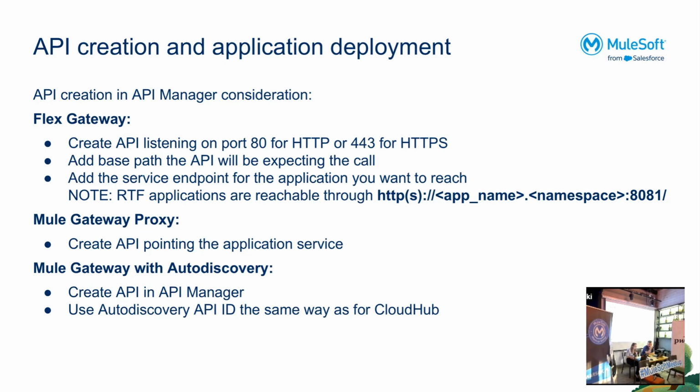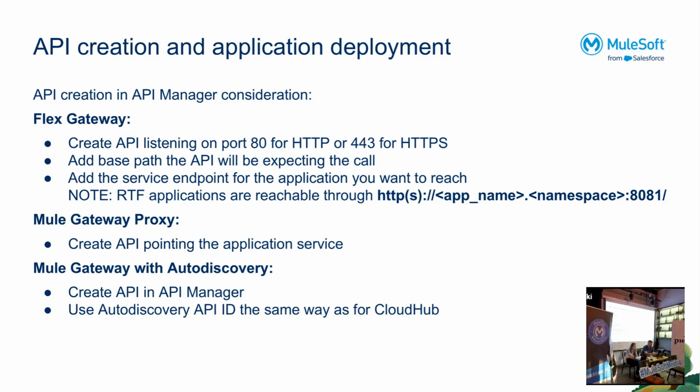And so in our case, we will be forwarding our traffic to the service endpoint of the application that is deployed on the cluster. So we will be using the service host name. RTF applications, when deployed on RTF, are reachable from within the cluster when you combine the application name, dot, the namespace. The application name is the name that we give when we deploy the application from Runtime Manager. So it's not what you have as the artifact name or whatever in the POM, but the one that is put into Runtime Manager when we deploy the application. And the namespace after the dot is optional.